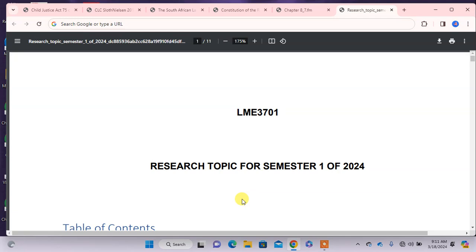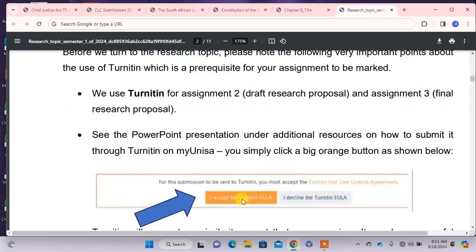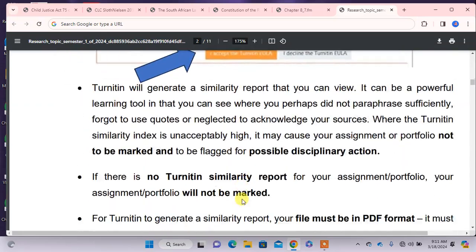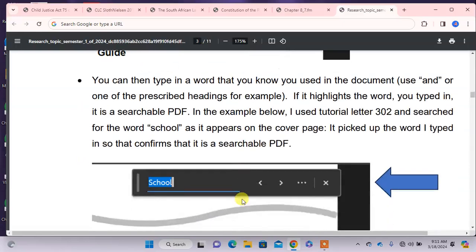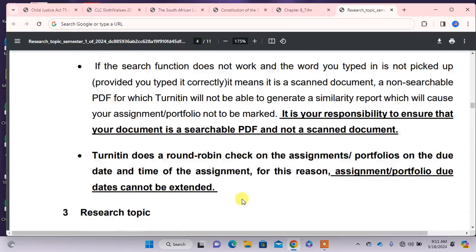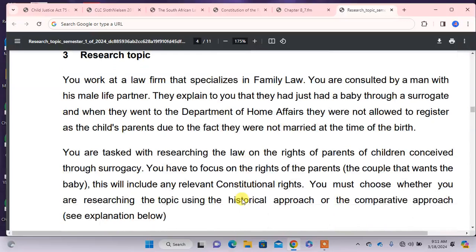Now, without wasting time, let's go straight to the business of the day. We won't be talking now about Turnitin. We'll talk about those things later in part 2. In this part, we'll only specialize in the research topic and give you some clues about how you can answer the question. So, here we have the research topic.